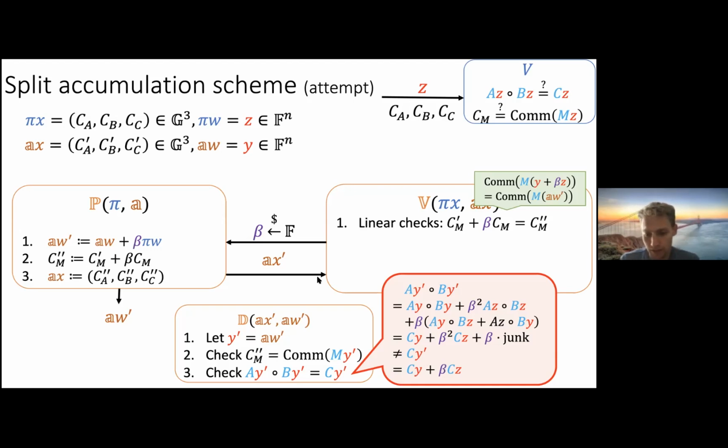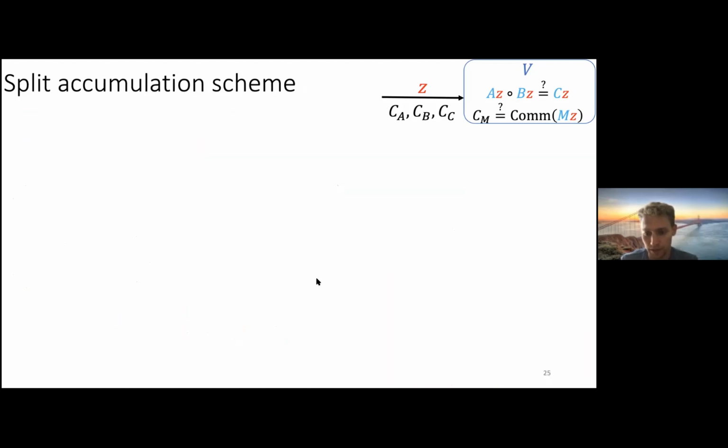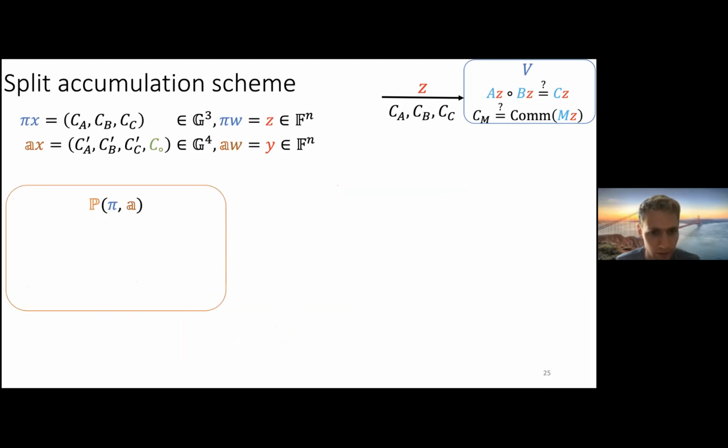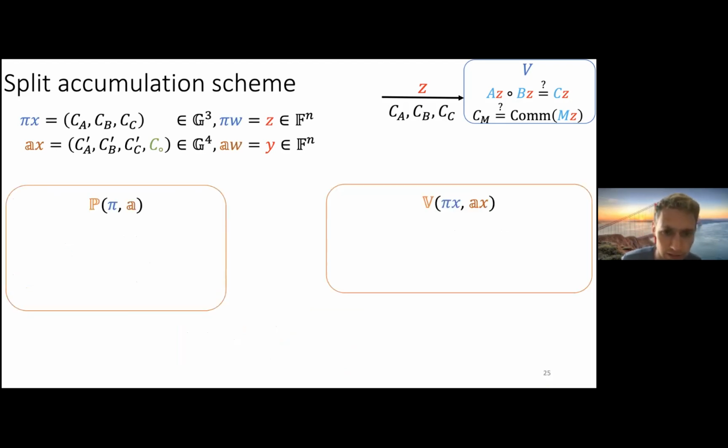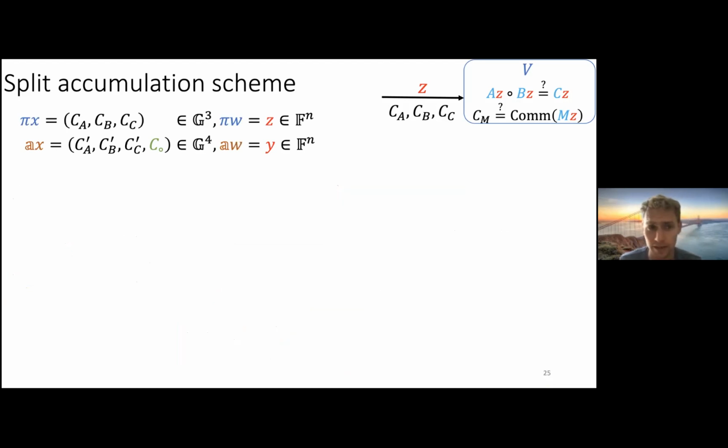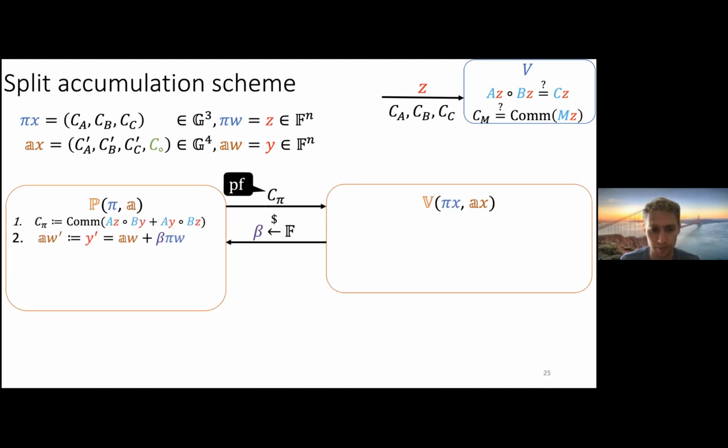It turns out that with a little bit more work, and actually, to be honest, I'll skip over this. We just have to add one additional element to the accumulator, which accumulates this Hadamard product. We can make this work, and we have one additional proof element where we commit to the junk terms.